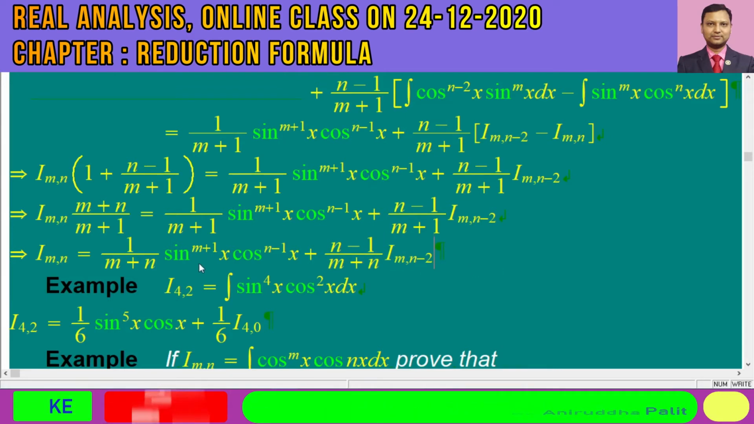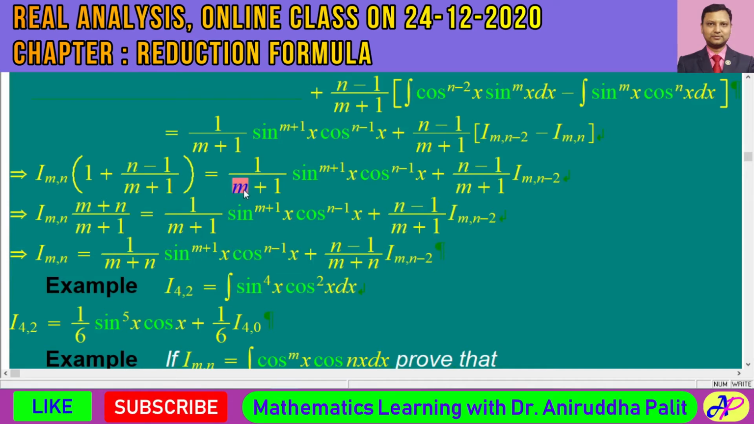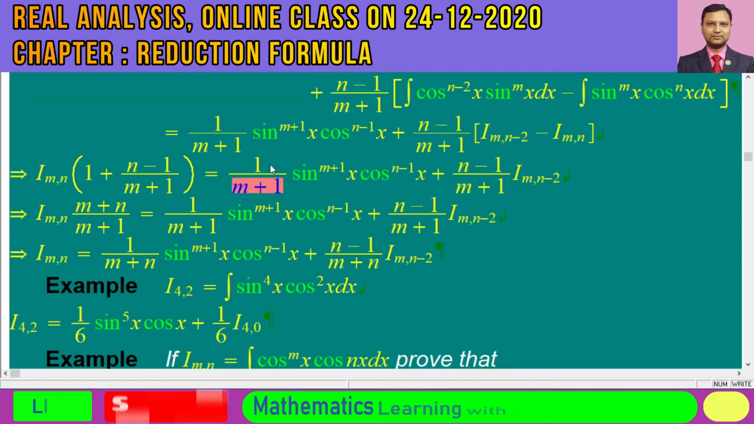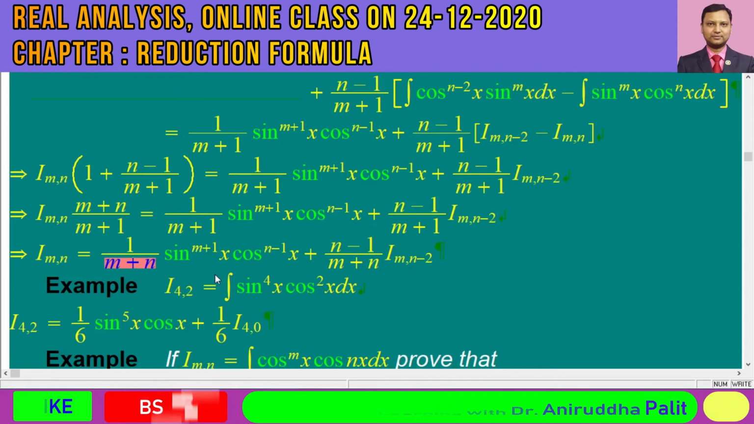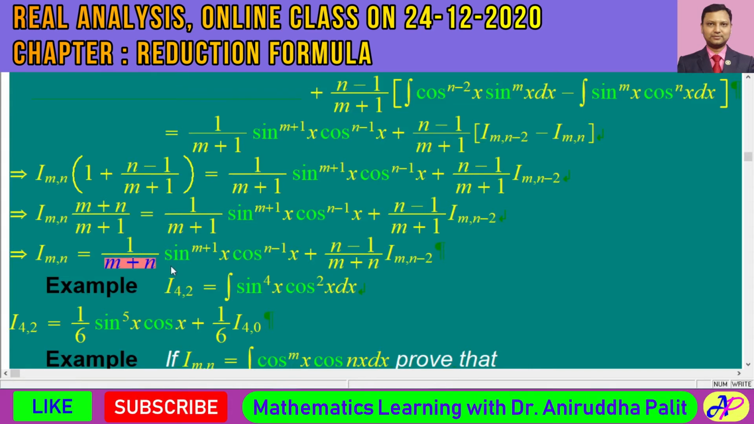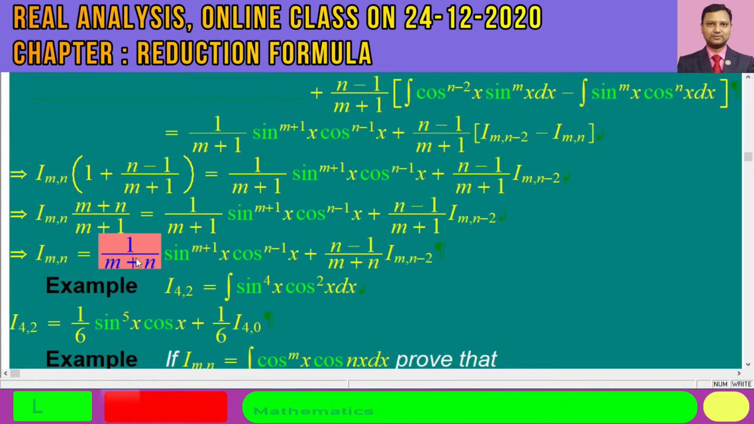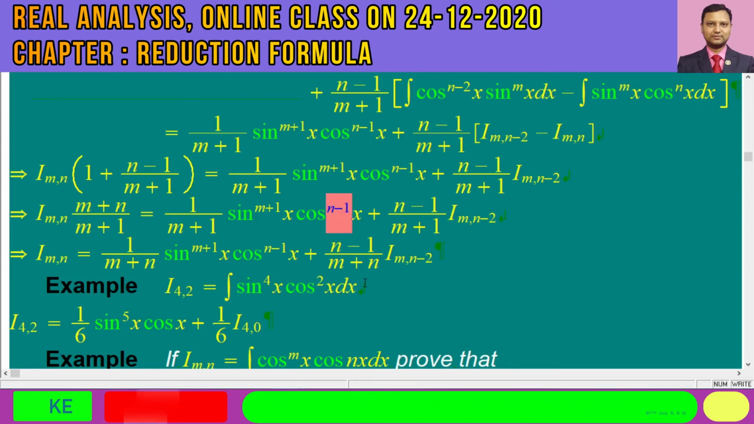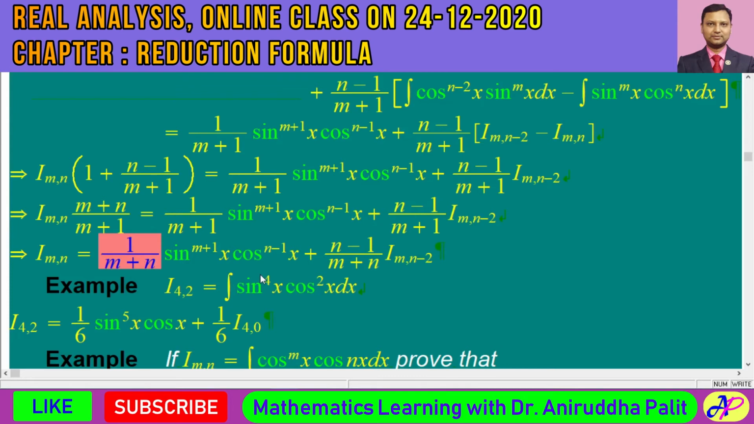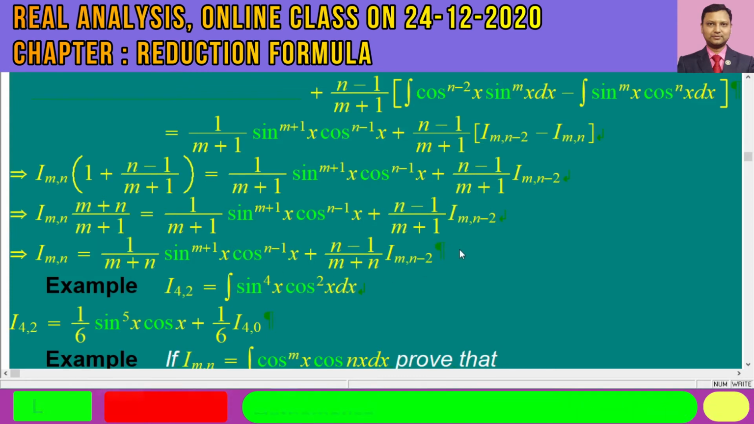So you already found that although we started with this 1 by m plus n, initially we didn't have m plus n in this denominator. But over here, ultimately by computation, we get 1 by m plus n. So you don't need to worry about this factor. It would automatically come. Just try to be careful about these powers, whether we get sine to the power of m plus 1 or cos to the power of n minus 1, etc. So try to be conscious about these powers. These corresponding coefficients will automatically be adjusted. You don't need to worry about it.